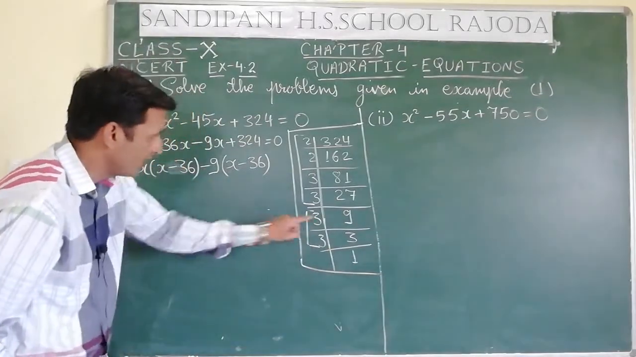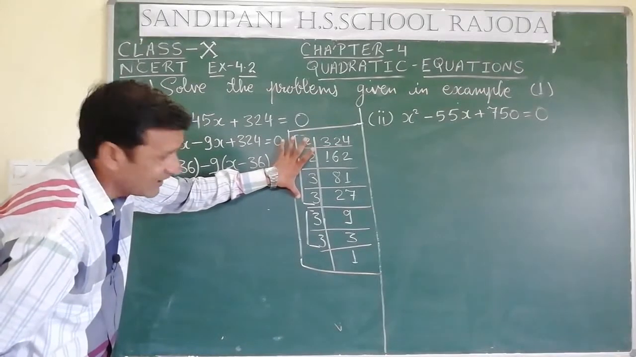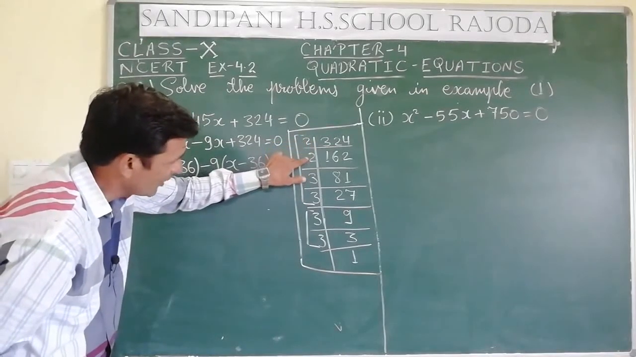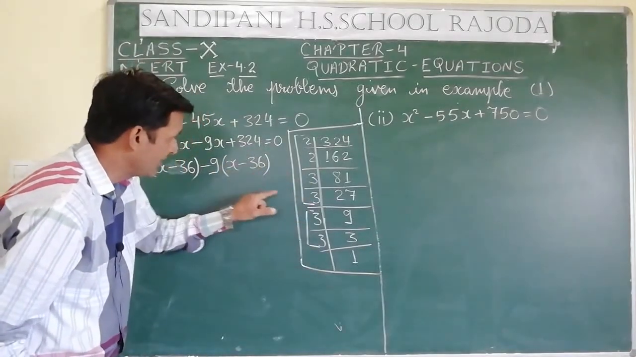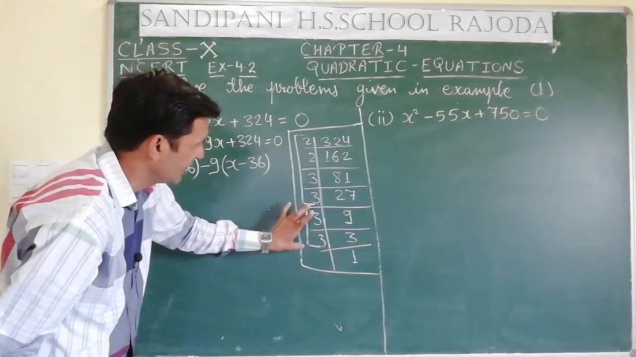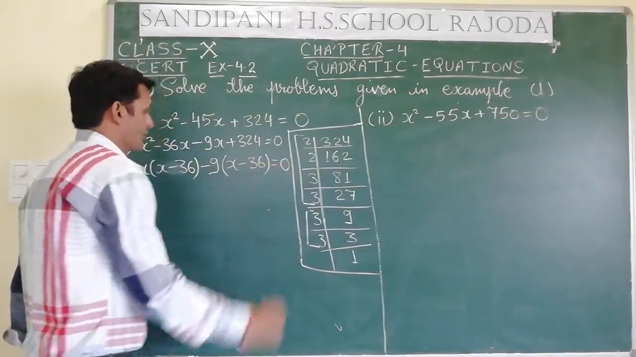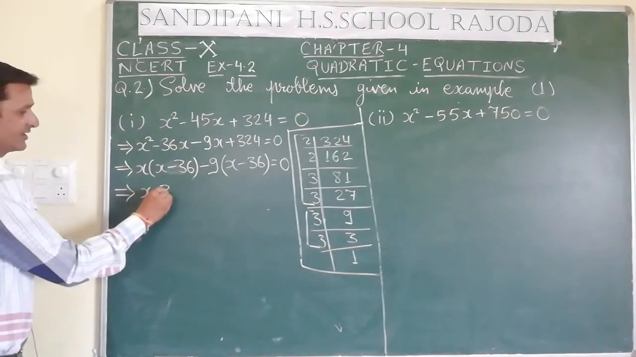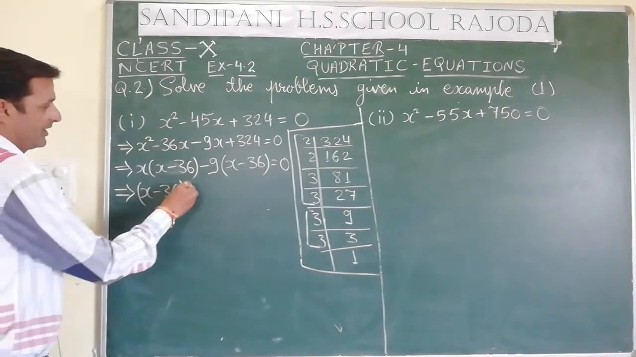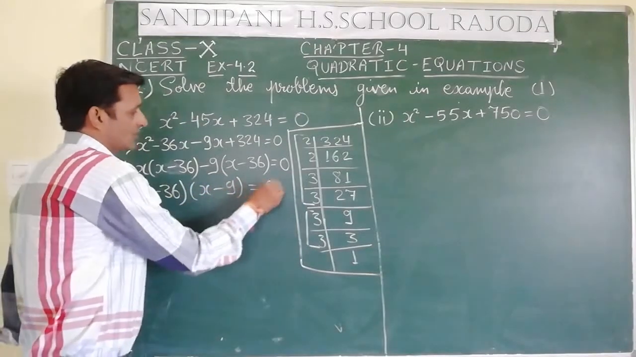9 is taken common, so 9 into 36 is the product of this complete. See, 2 2s are 4, 4 3s are 12, 12 3s are 36. So the remaining term is 36, because this 36 into 9 is 324, equal to 0. So we may take common x minus 36 here. So the remaining terms are x minus 9 is equal to 0.